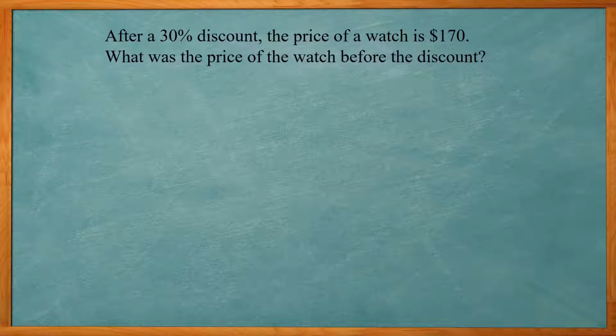This one reads, after a 30% discount, the price of a watch is $170. What was the price of the watch before the discount? Alright, so this one's a little bit different. We don't want to know the final price. We want to know the original price. So how to set that up is we're going to use X for the original price. So X, and I want to subtract 30% of X, or 0.3X. So I'm subtracting 30% of the original price, and then the final price was 170.